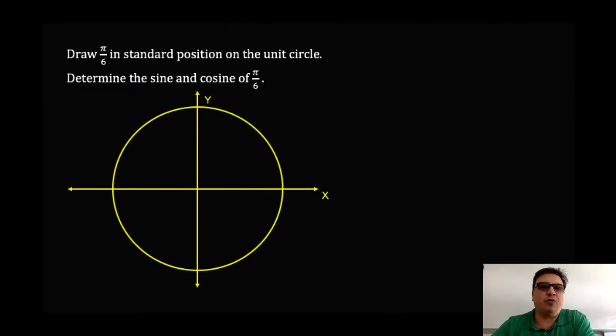In this case, it says draw pi over 6 in standard position. Now, if you don't remember what pi over 6 looks like, remember we can do the conversions. We can change something from radians to degrees, and if you do, then you would know that this is a 30-degree angle. So I'm going to try my best to draw a 30-degree angle. Now this angle, which I'm going to mark with an arrow because it's tough to see, would be pi divided by 6.